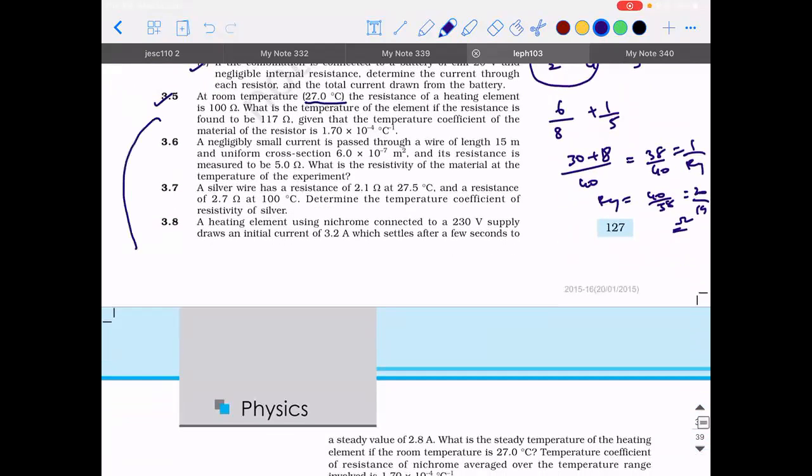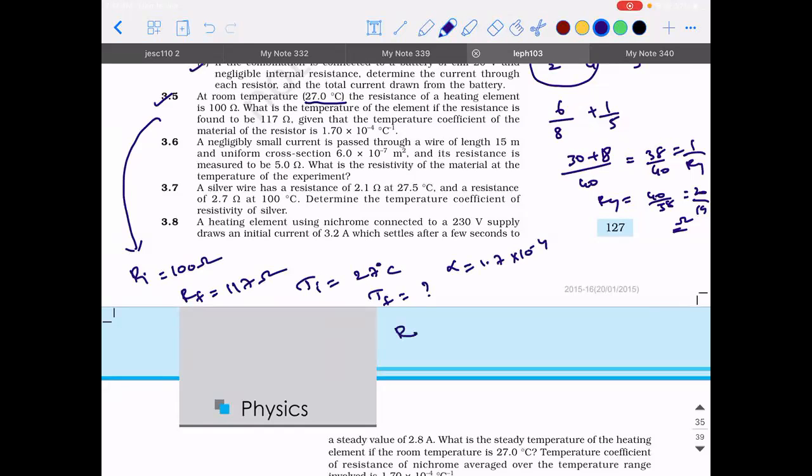Okay. So if I take this into consideration, T initial is 27 degrees Celsius. R initial is equal to 100 ohm. R final is equal to 117 ohm. T final is what we need to find. Alpha is equal to 1.7 into 10 power minus 4. So how to proceed, guys?